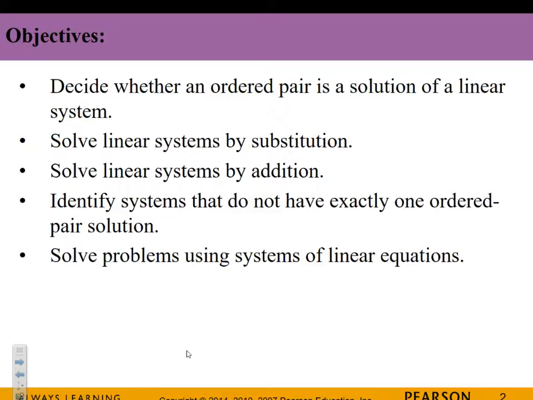You've got to solve systems by substitution, by addition, and identify whether a system has exactly one ordered pair solution. Sorry, systems that do not have exactly one ordered pair solution. Solve problems using systems of linear equations. So I'll give you guys a few seconds to write those down.